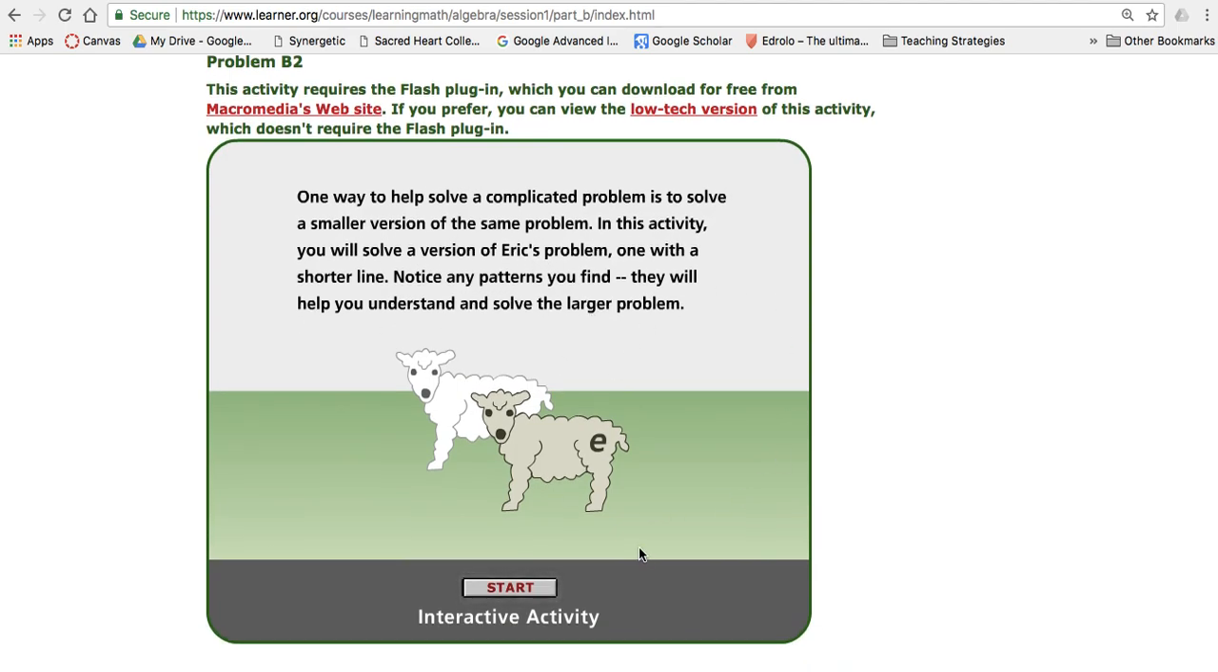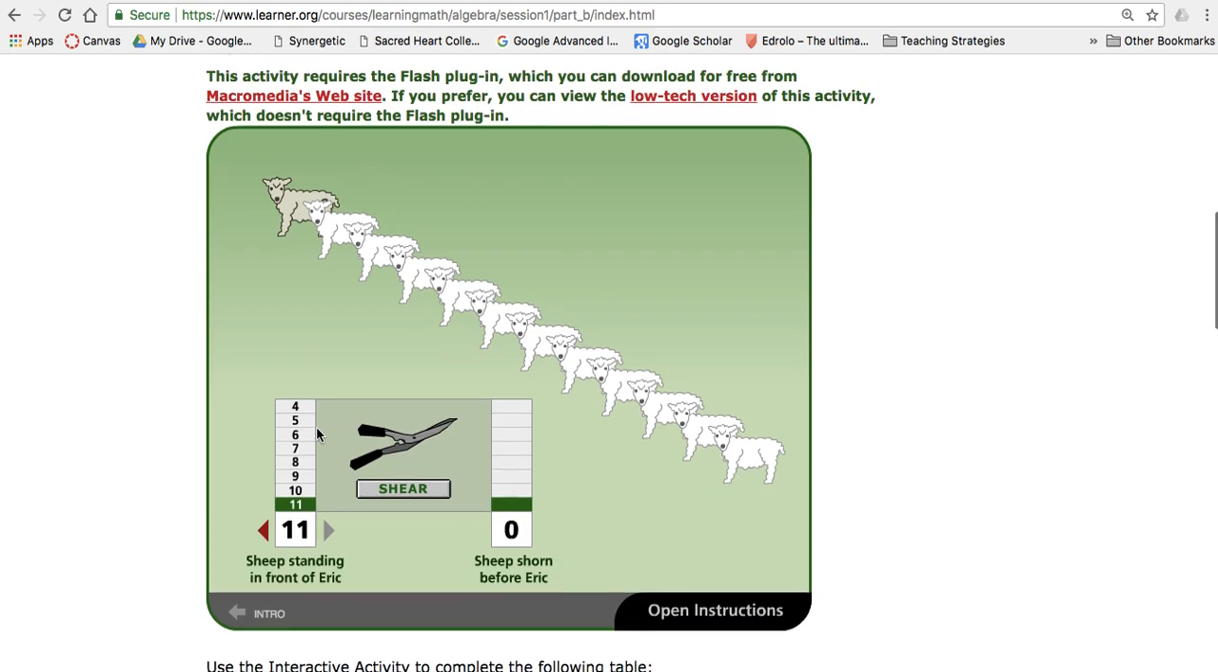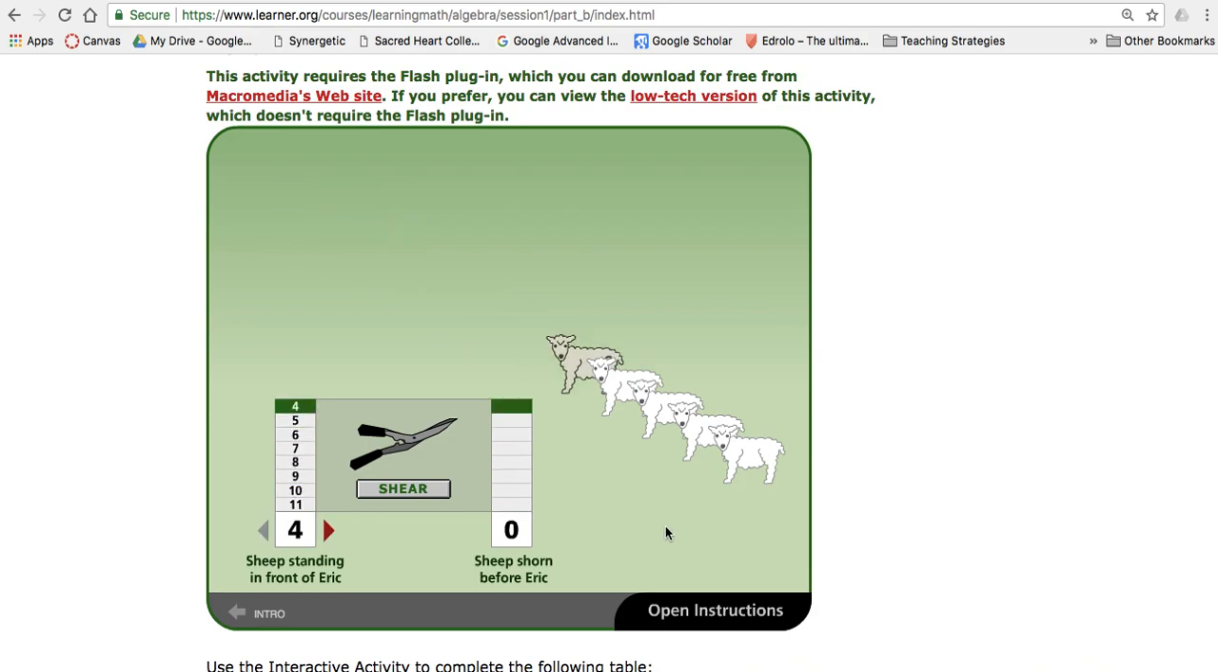Once that happens, what you'll need to do is press Start, and you can see there's a whole bunch of sheep here. Now, instead of doing this with 50 sheep, we're going to start off with a smaller number of sheep in front of Eric and work our way up. So I'm going to use the arrows here just to reduce the number of sheep. So you can see there's 4 sheep in front of Eric. Eric's the grey sheep.